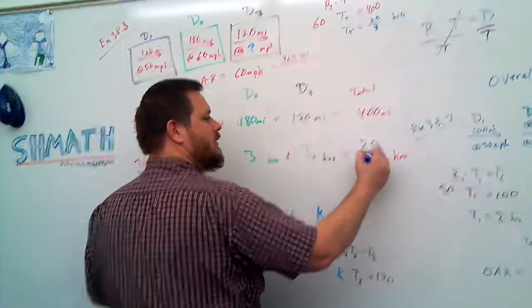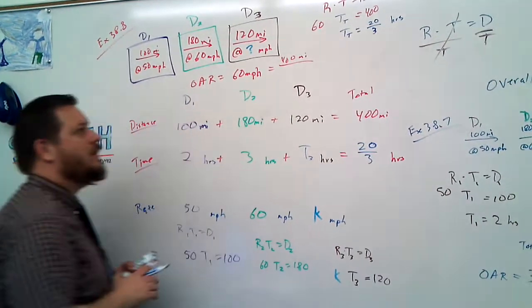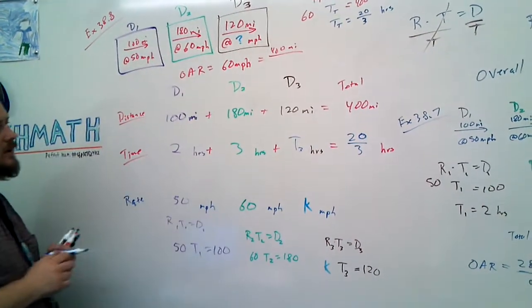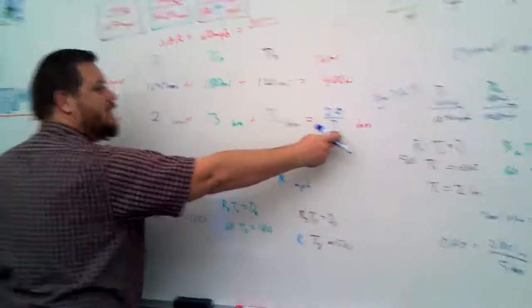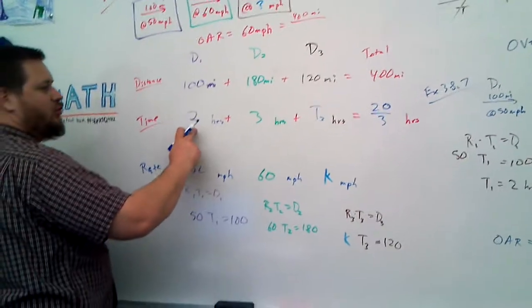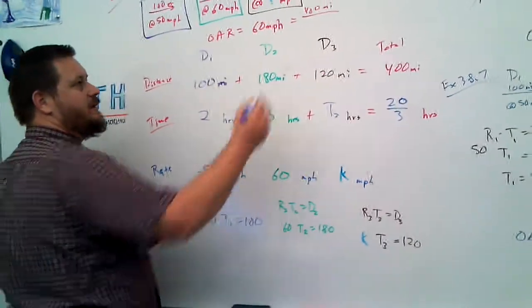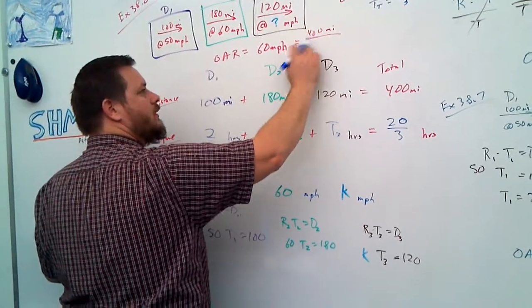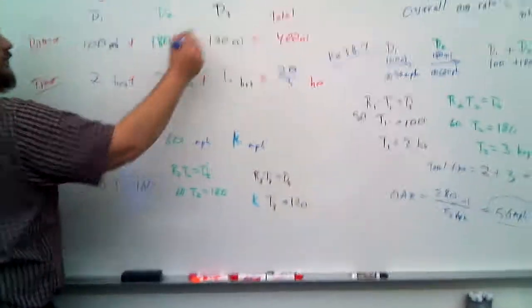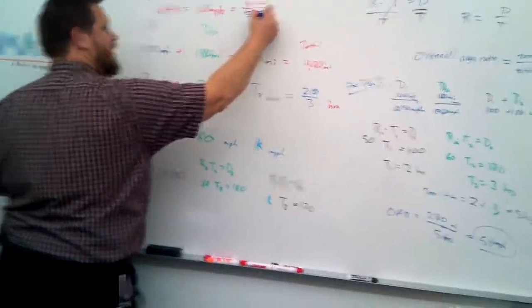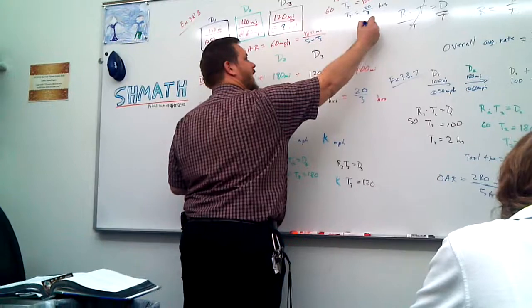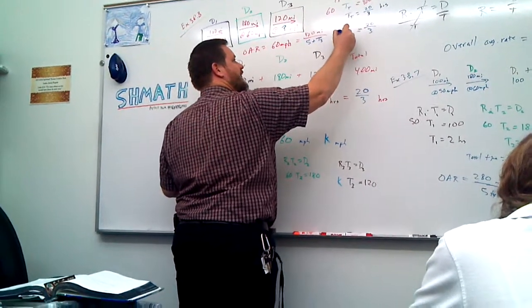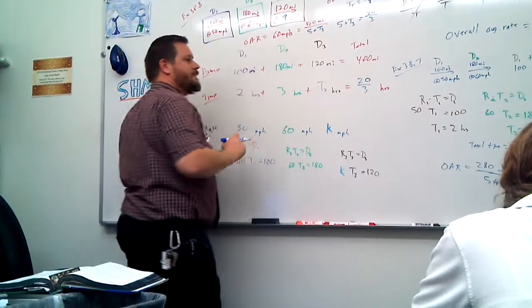What are we going to do with that? Plug it in. That's exactly what I was going to do here. The 20 over 3 equals 2 plus 3 plus T3. So 2 plus 3 is 5, plus T3. So the total time of 20 over 3 hours equals 5 hours plus T3. What's T3?